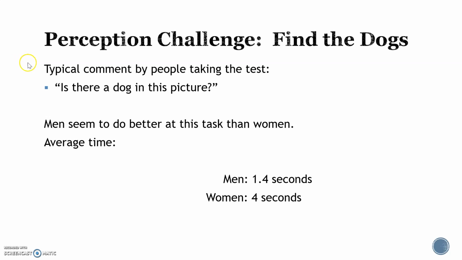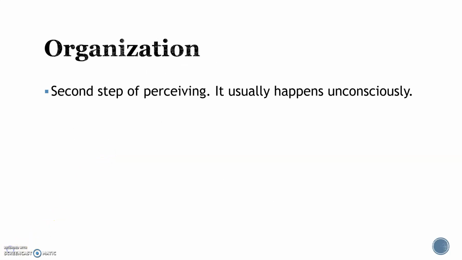So let's move on to the second phase of perception, which is organization. So after we selectively pay attention to some information in this environment, the information enters into our sights.